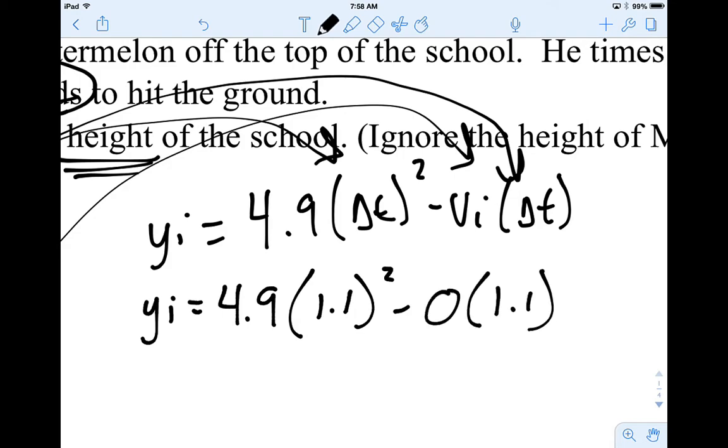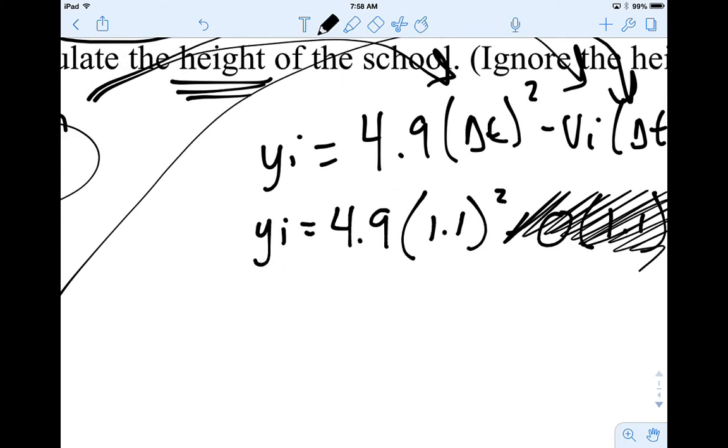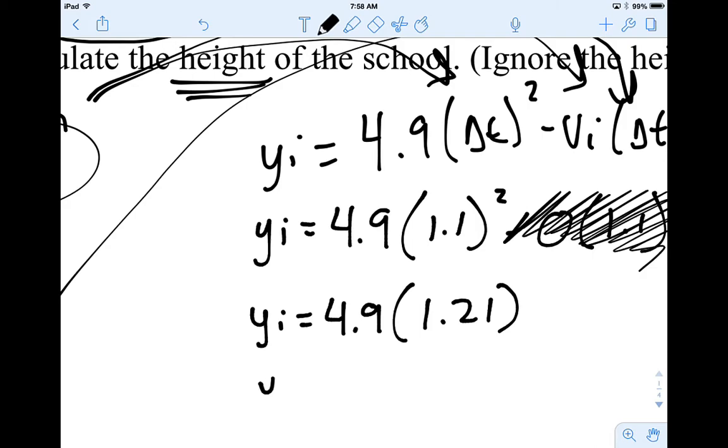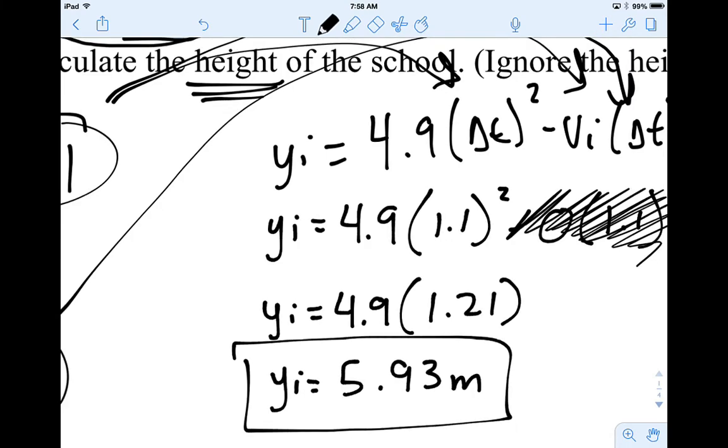Now remember, the very first thing that we should see here is that 0 cancels all this out, because 0 times 1.1 is just 0, so that goes away. So now I'm left with this 4.9 times 1.1 squared. So I'm going to go ahead and do this on my calculator. 1.1 squared is 1.21. So yi equals 4.9 times 1.21, and I'm going to get 5.93. And we always need a unit. Don't forget your units. Meters. There we go. There's the answer to that one.